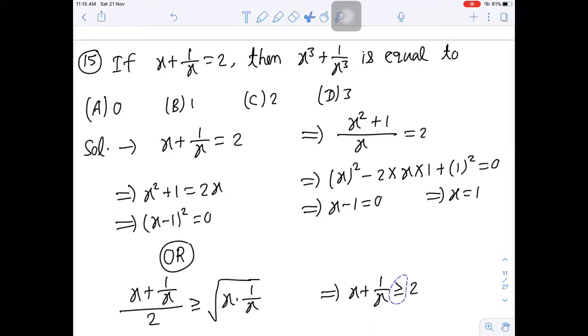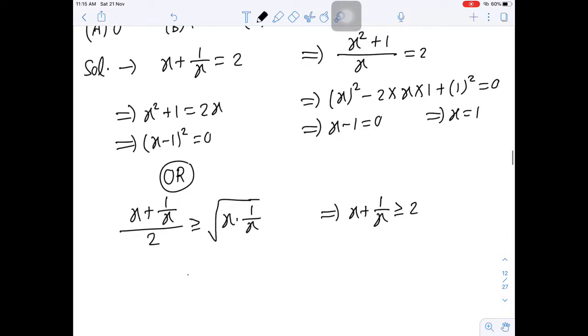Now here it is equal to 2. It will be possible only if AM is equal to GM. And you know very well, AM is equal to GM when both the terms are equal. So for that, x has to be equal to 1 by x. Then if you solve it, you will get x equal to 1. Because for AM-GM, another condition you must remember is that the number must be positive. So when you solve x equal to 1 by x, you will also get x equal to minus 1, but you should not take that, because for AM-GM the number has to be positive.